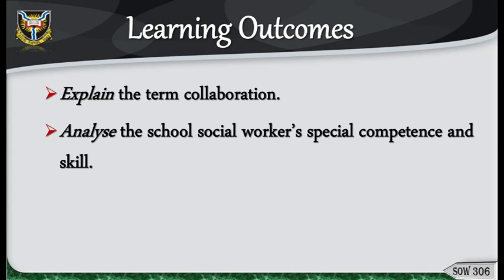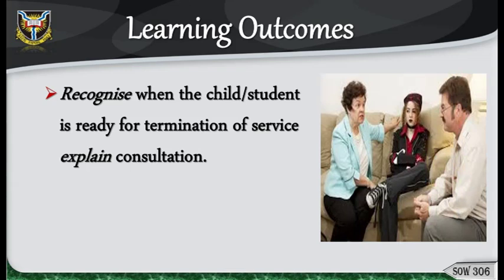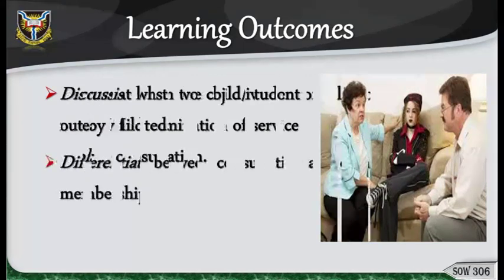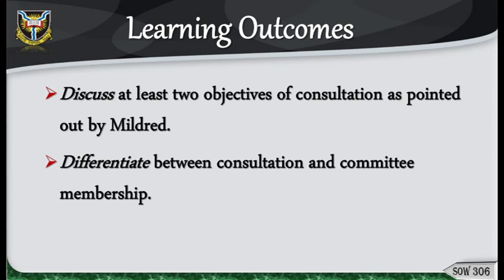Learning outcomes. When you have studied this session, you should be able to: 1. Explain the term collaboration. 2. Analyze the school social worker's special competence and skill. 3. Recognize when the child or student is ready for termination of service. 4. Explain consultation. 5. Discuss at least 2 objectives of consultation as pointed out by Mildred. 6. Differentiate between consultation and committee membership.